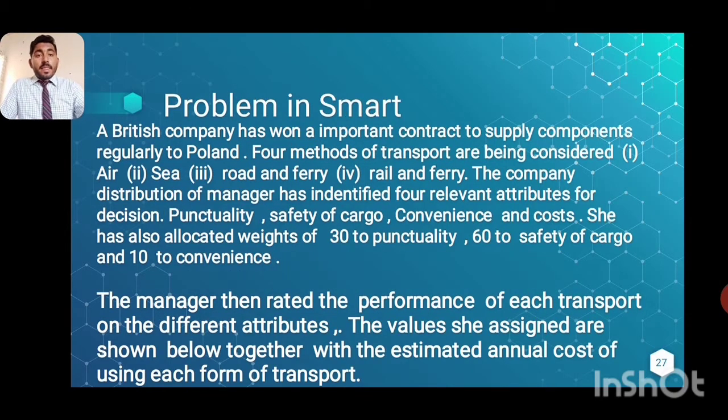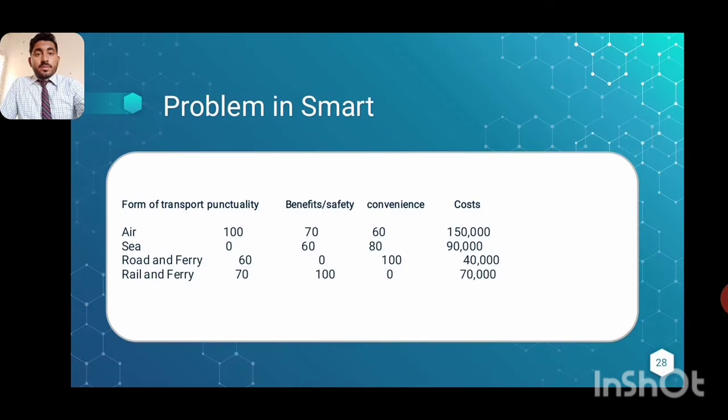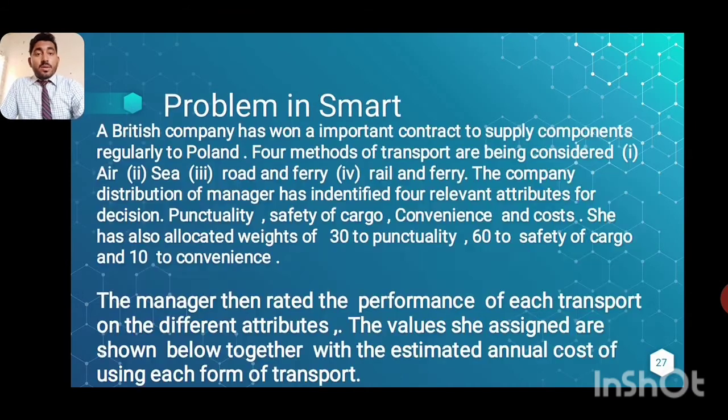Problem in SMART. A British company has one important contract to supply components regularly to Poland. Four methods of transport are being considered: air, sea, road and ferry, and rail and ferry. The company's distribution manager has identified four relevant attributes for the decision: punctuality, safety of cargo, convenience and cost.